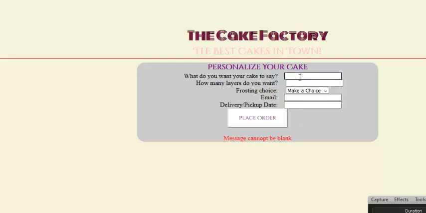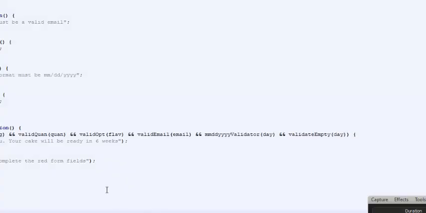So we get hints. So we've got hints on focus. We've got blurs triggering that hint going away. We've got regular expressions. We are stopping our form from submitting unless everything's right. And that's a pretty good little introduction to validating forms. It's more than an introduction.